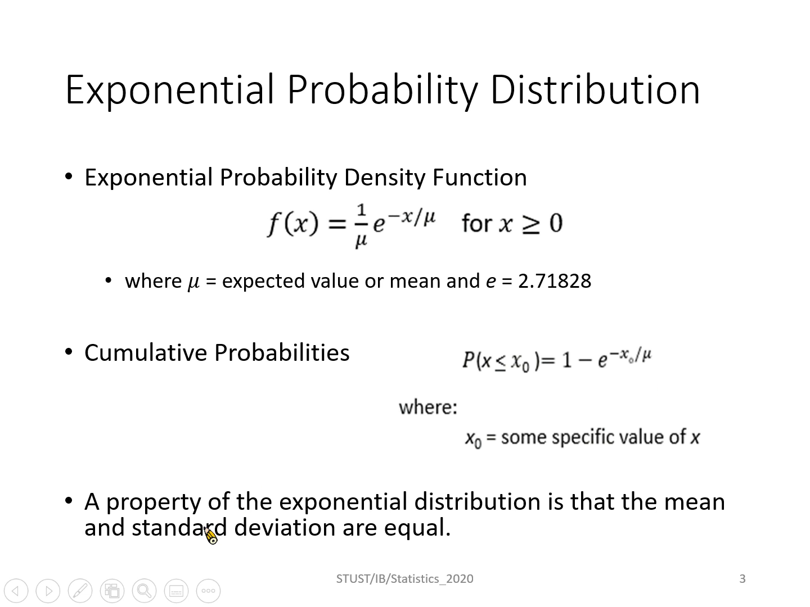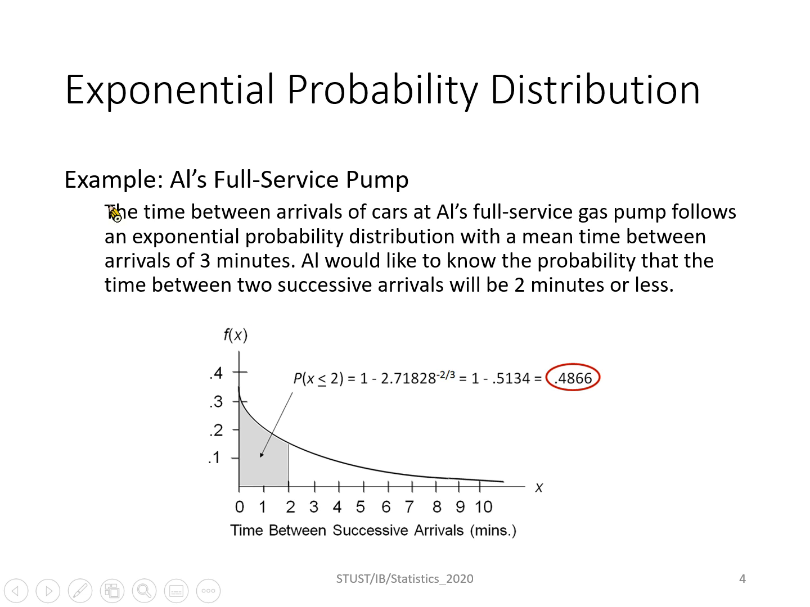The property of the exponential distribution is that the mean and the standard deviation are equal. So if you know the mean of the exponential probability distribution, you will also know the standard deviation because they are equal. This concept is similar to the Poisson distribution we introduced last week. Let's use this example to introduce the application of the exponential probability distribution.